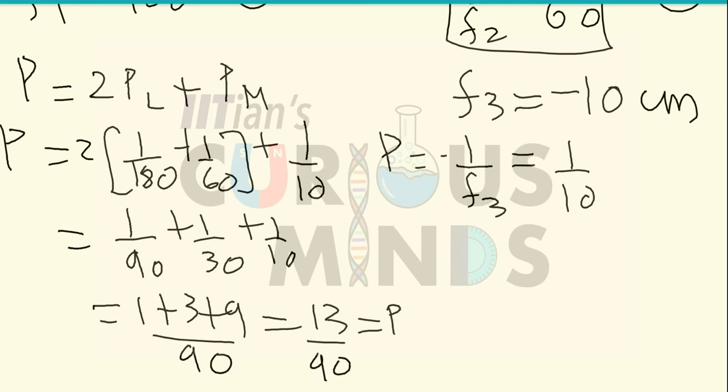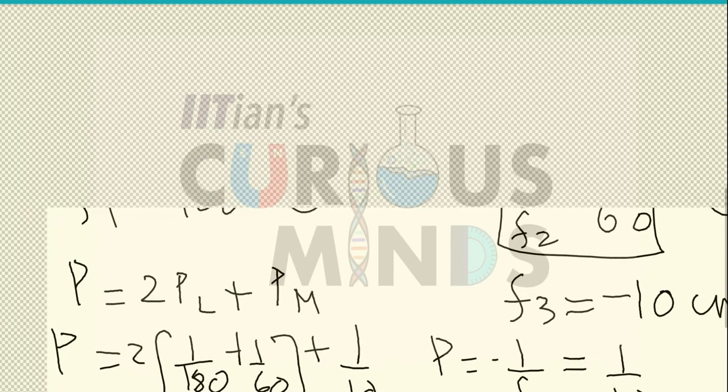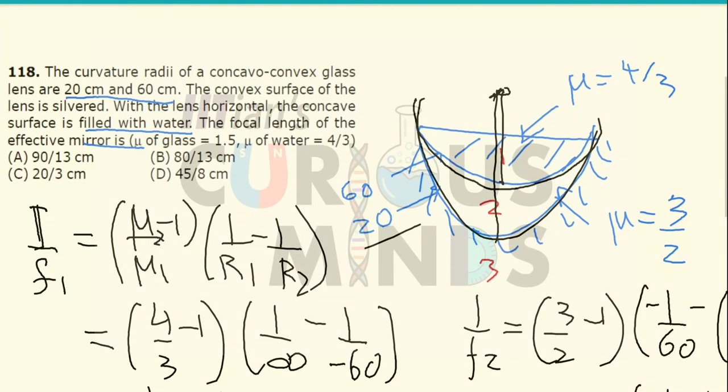If I want to find the focal length, power will be equal to 1 by f, so f is equal to 90 divided by 13 centimeter. This will be the focal length of the combination. So the answer is option A, that is 90 divided by 13.